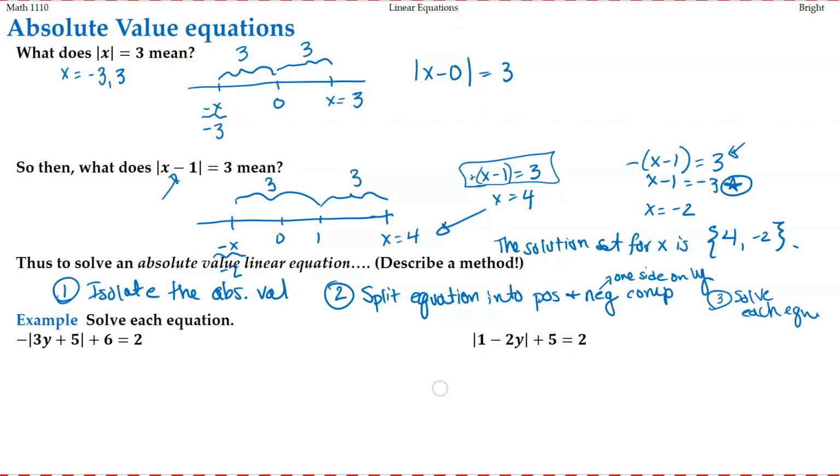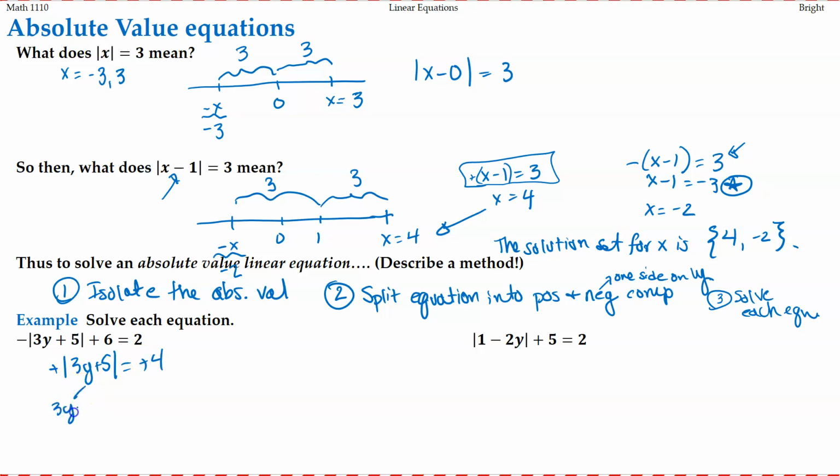All right, so then I want you to pause the video, try both of these, and then resume. Okay. So now, let's see. Isolating the absolute value, so subtract 6 from both sides, and a negative absolute value 3y plus 5 is equal to minus 4. Okay, and then divide by negative, make those both positive, and then we're going to split.